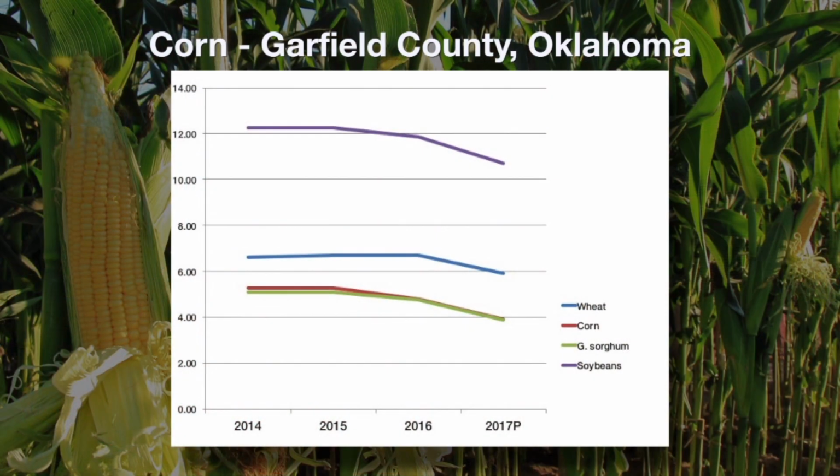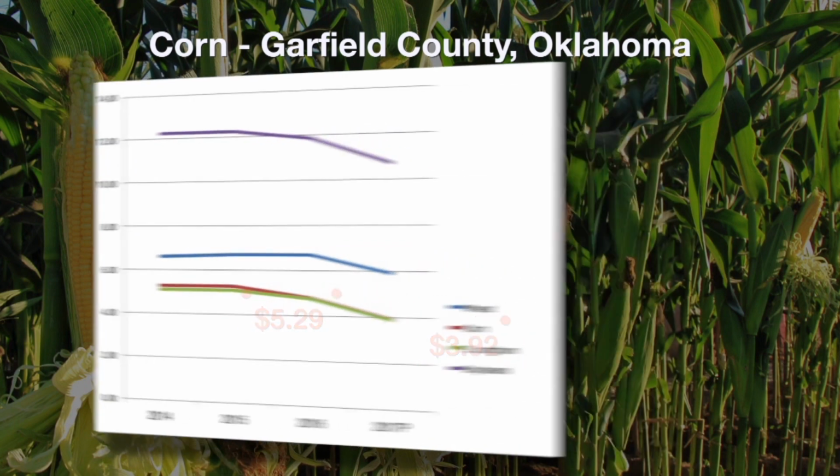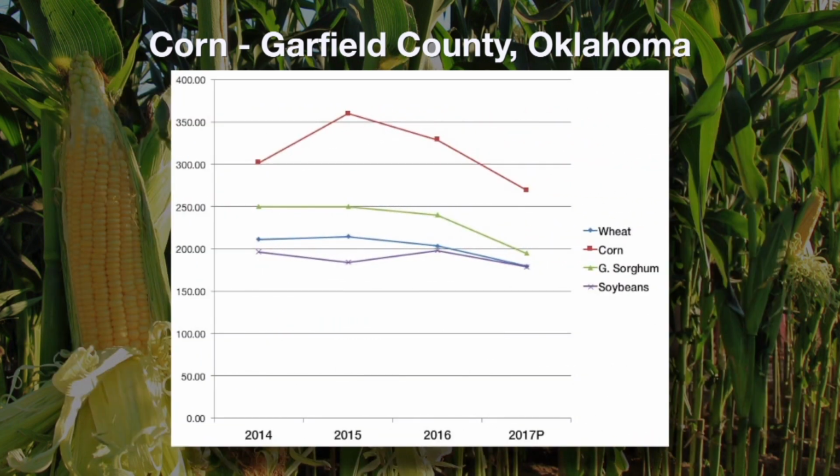And so what that means is that our safety net is getting smaller as we go forward into 17 and 18. We're looking at a benchmark price of $3.92 potentially for 2017. In 14 and 15, our benchmark prices were $5.29. The benchmark revenue for 2015 was almost $260 an acre. Now in 2016, that's looking more like $269 an acre. And so what that means is our safety net has got quite a bit smaller.